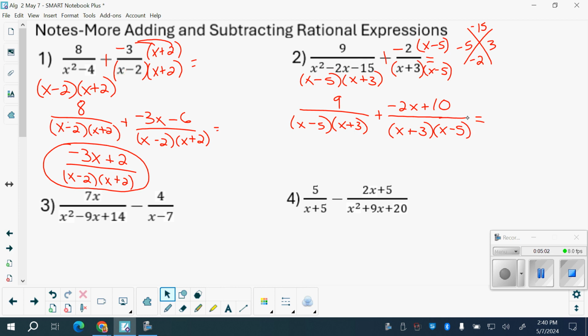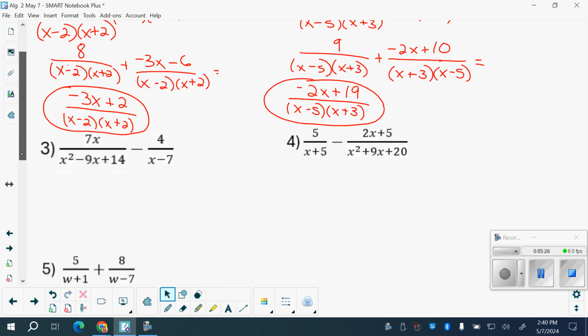And then we want to add our like terms. And we get negative 2x plus 19. Is there any way we can factor that numerator so that we can do any canceling? There isn't. Nothing that goes into 2 and 19. Okay, go ahead and do number 3 as your try.